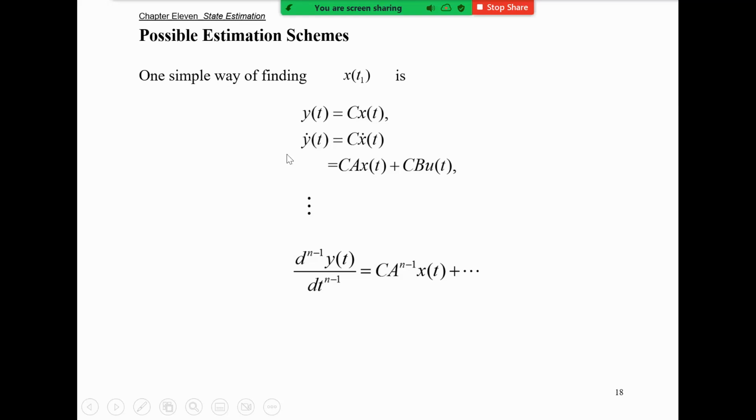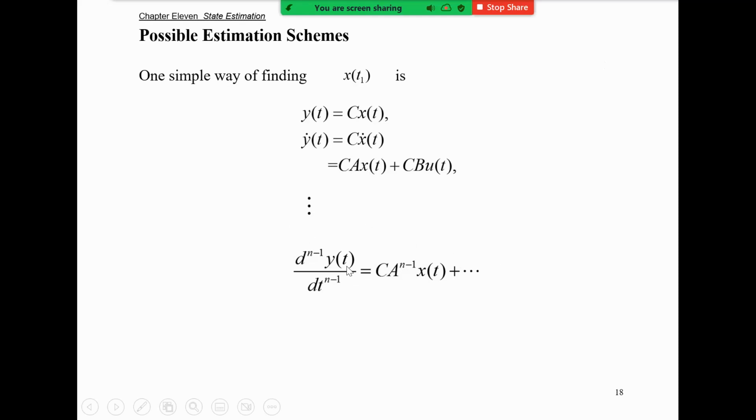So therefore, we have an equation relating y dot and x, which is CAx plus CBu. Then we take the derivative on both sides again. Therefore, we have y double dot, but this time we have CA x dot, and then we plug in the expression of x dot again. So eventually you will get something like this.